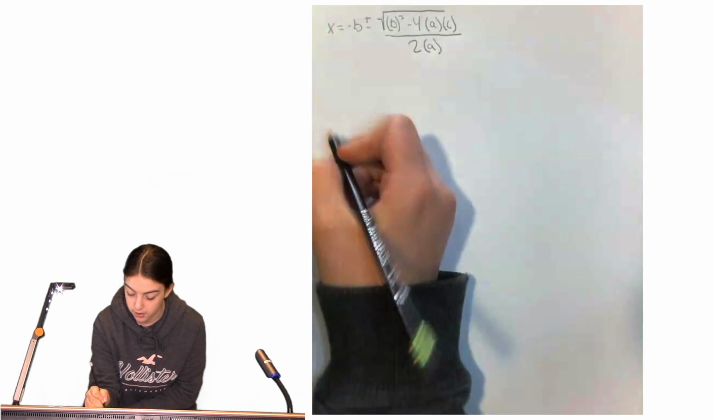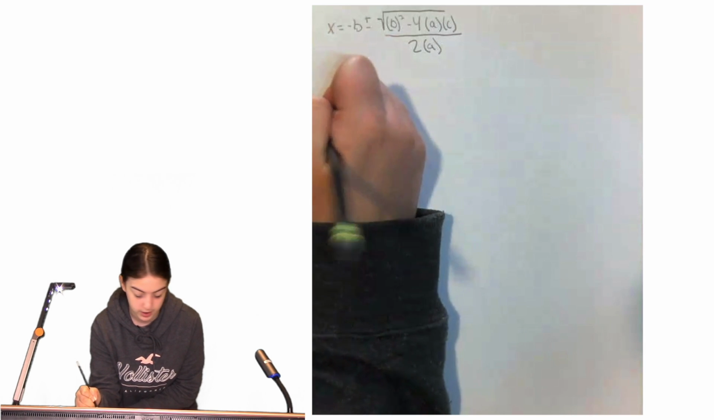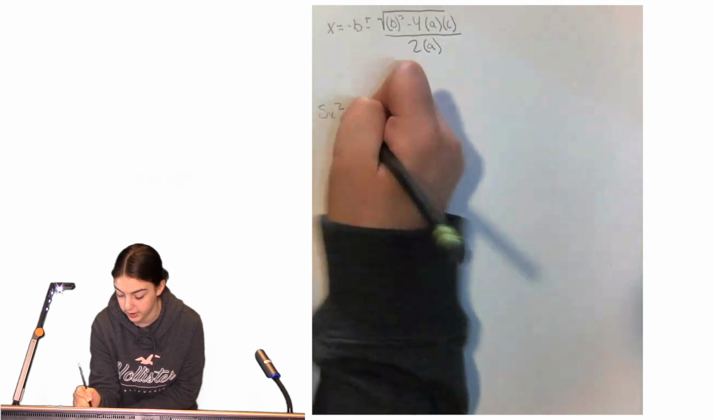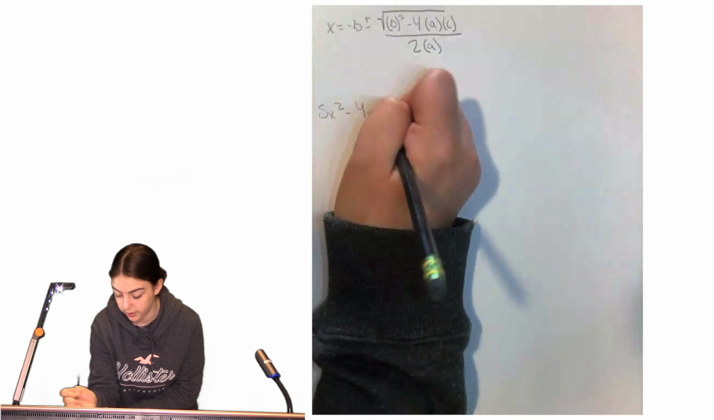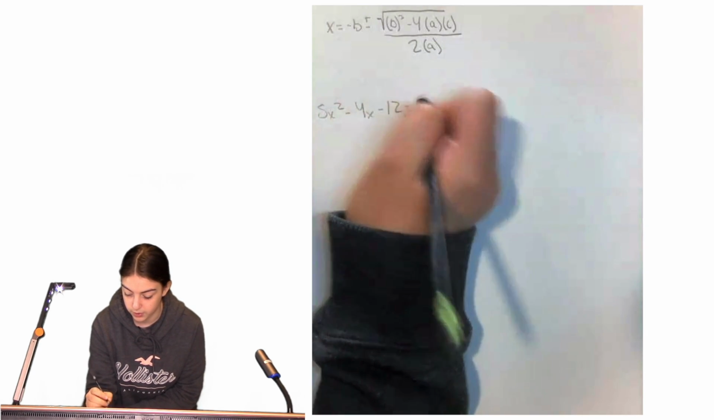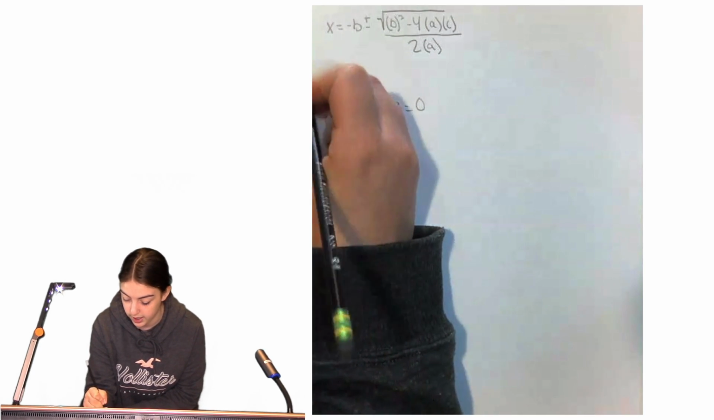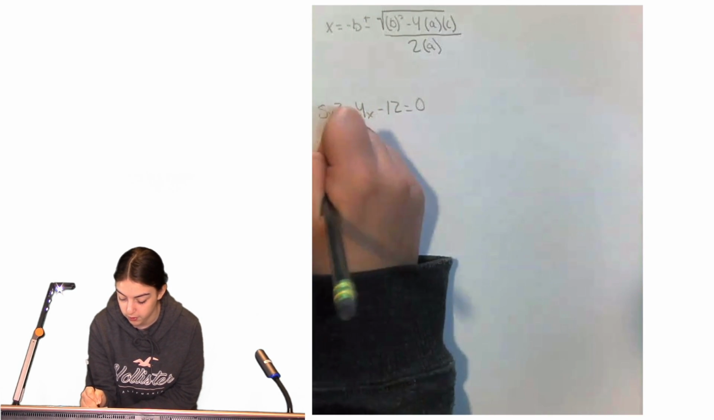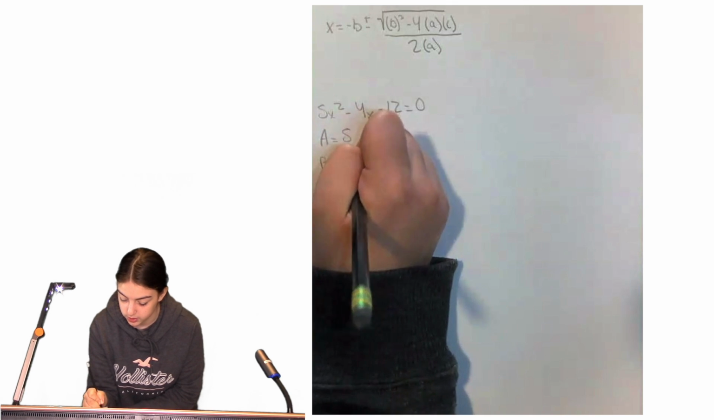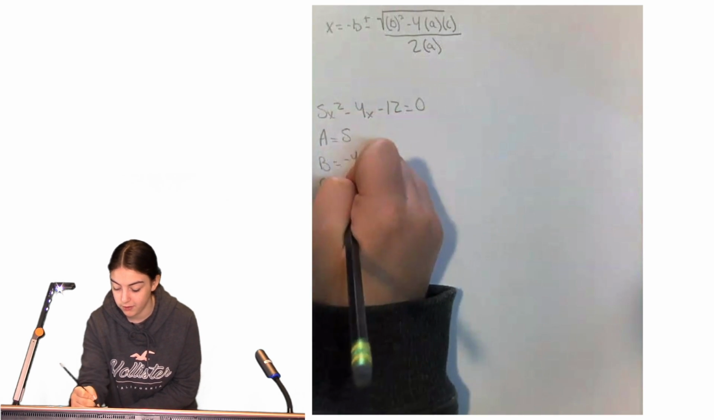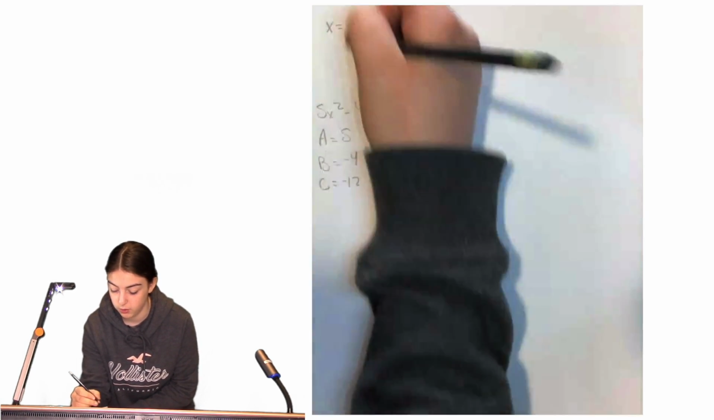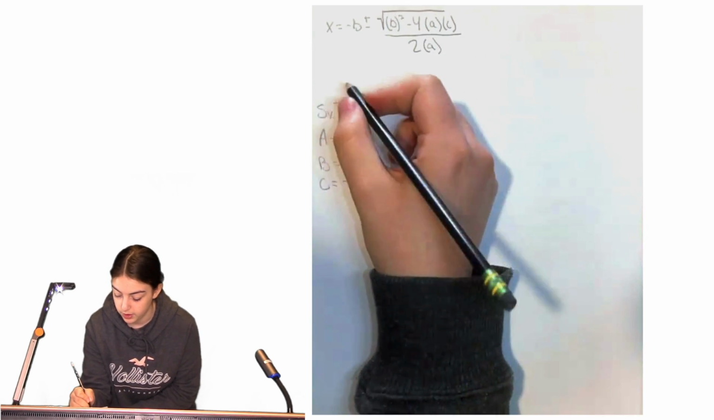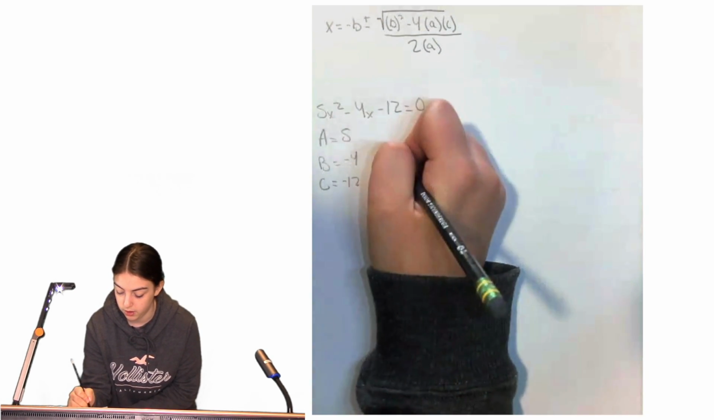Here's a question. 5x to the second minus 4x minus 12 equals 0. We gotta find a, b, and c. So a equals 5, b equals negative 4, and c equals negative 12. Since a negative and a negative equal a positive, b will be a positive.